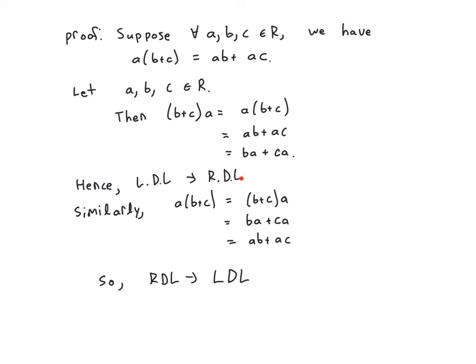Similarly, if I assume the right distributive law, and I start with A times (B plus C), I can move the A over, distribute, and then commute each factor separately, and I get the left distributive law. So the two are equivalent when multiplication is commutative. So if you have a commutative multiplication, you only need to prove one of them.